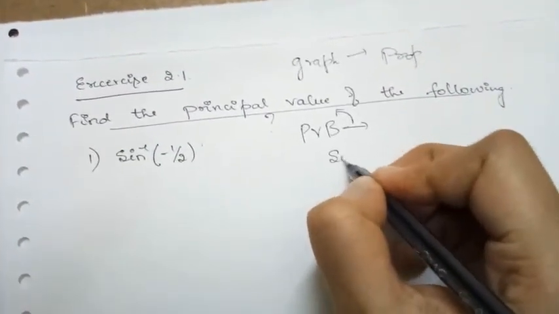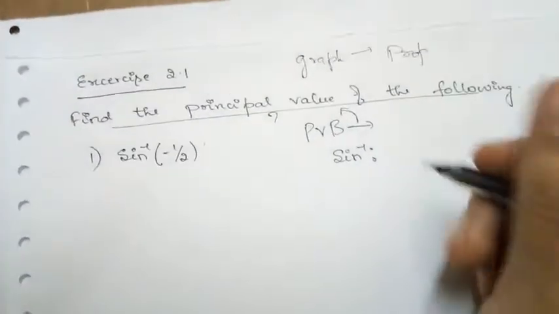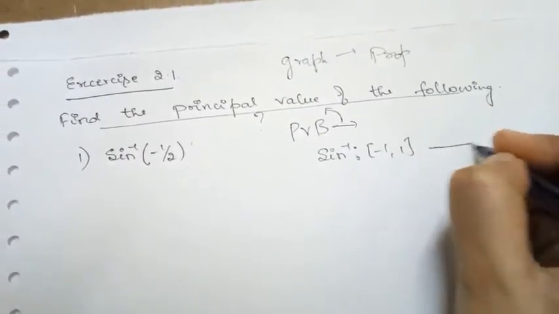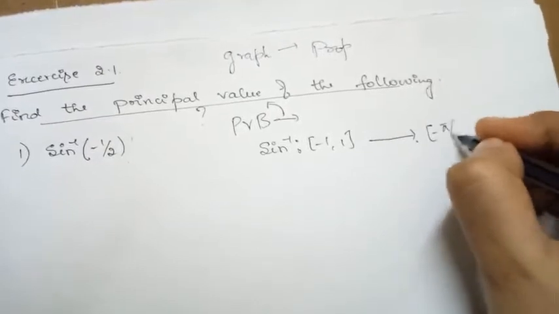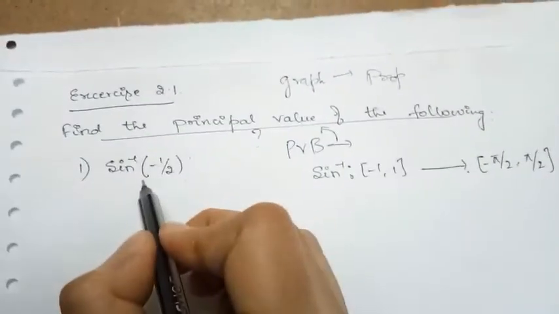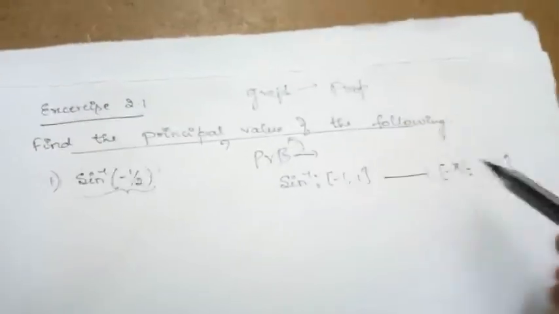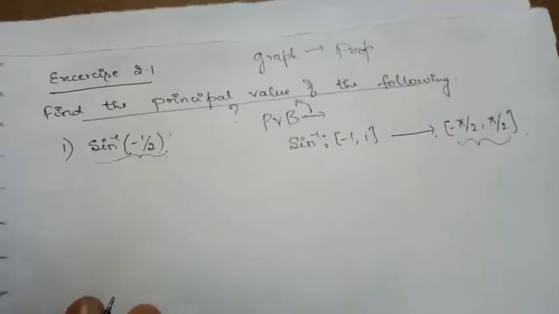Before that we must know what is the domain and range of the sine inverse function. So what is the domain? It is from minus 1 to 1. And what is the principal value branch of sine inverse? That is minus pi by 2 to plus pi by 2. So whatever the value of this function, sine inverse of minus 1 by 2, that value should be lying between minus pi by 2 to plus pi by 2.